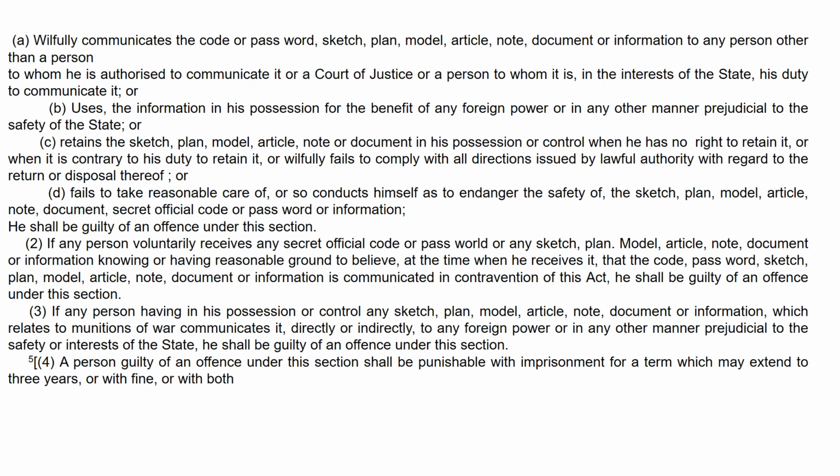If any person having in his possession or control any sketch, plan, model, note, article, document, or information which relates to munitions of war, communicates it directly or indirectly to any foreign power or in any other manner prejudicial to the safety or interest of the state, he shall be guilty of an offence under this section. A person guilty of an offence under this section shall be punishable with imprisonment for a term which may extend to 3 years, or fine, or both.